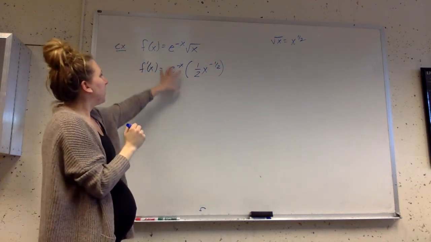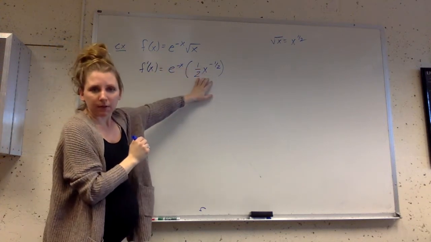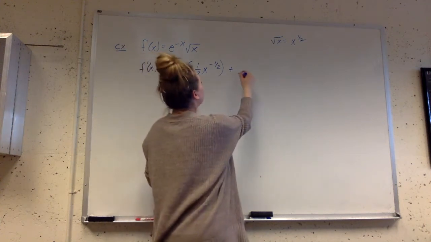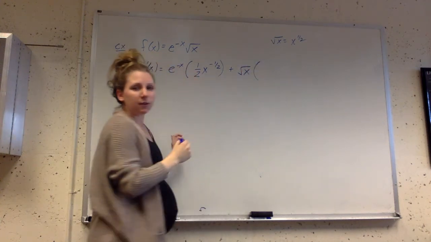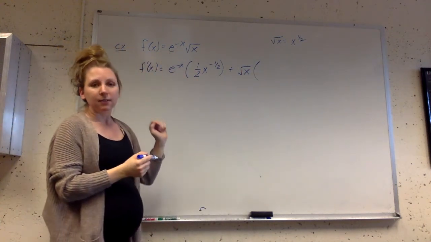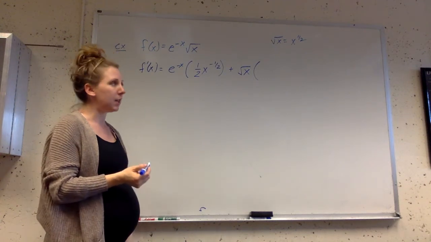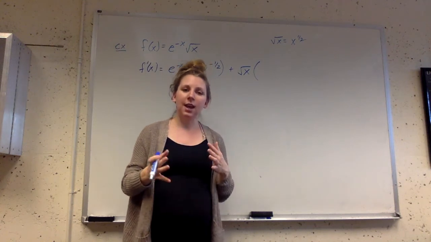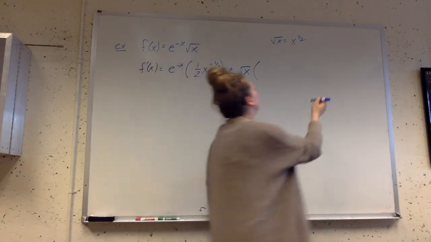Okay, so now we have the first function times the derivative of the second function plus the second function times the derivative of e to the negative x. Now you have a rule for that this week. The rule is that the derivative of e to the kx is equal to k times e to the kx.